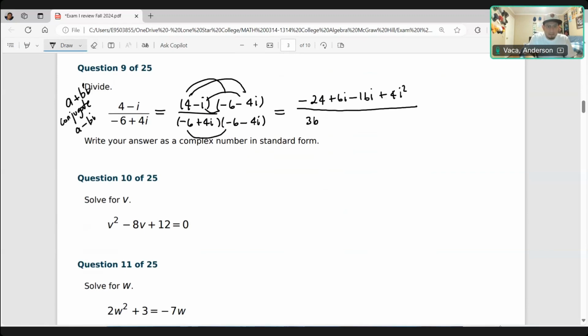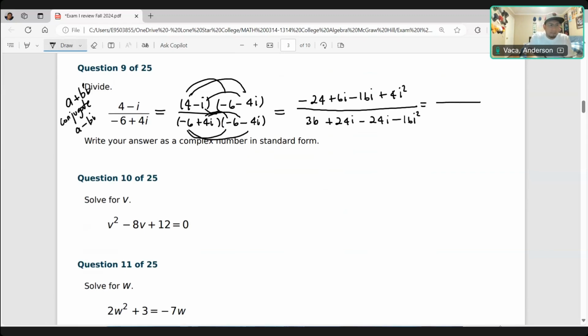36. We get this, we get negative 24i. Here, well, that's a positive, my friend. Negative times a negative. Here we get negative 24i. And then here we get negative 16i squared. All righty then, let's clean this up.